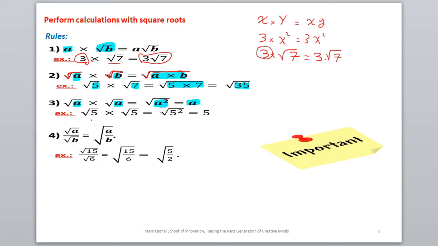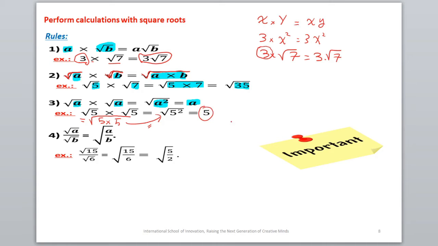Radical 5 times radical 5 is equal to radical 5 times 5. Like 5 times 5 is 5 squared. So it is equal to radical 5 squared. And I already know that radical 5 squared is equal to 5.